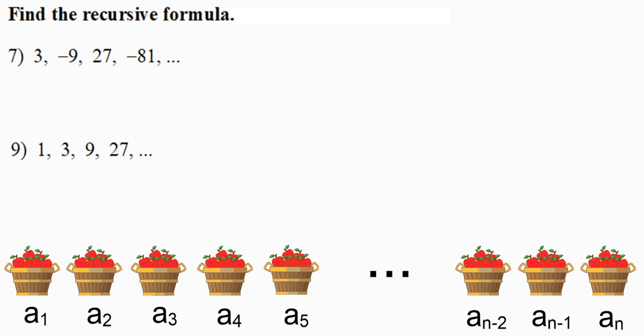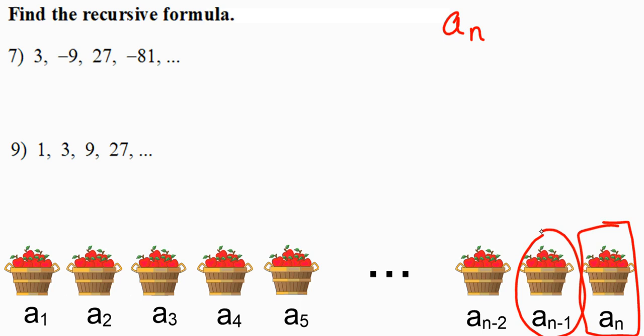Next, we want to find the recursive formula. So remember, in this case, the recursive formula, we're trying to find that nth number, or that nth bushel, but we have to use the one right before it. So for a geometric recursive, you're going to take the one right before it and multiply by that R number.